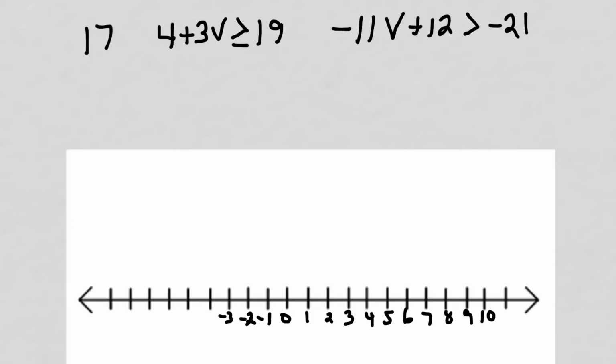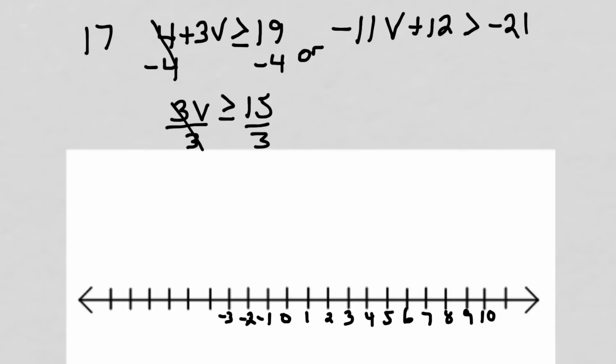Number 17 is another or. What does or mean? Or means it's going to go in opposite directions on the number line. Let's do this. On the left side, I got 4 plus 3v is greater than or equal to 19. First thing I got to do is subtract 4 from both sides. I'm doing that because I can't divide or anything until I get this 3v by itself. I'm left with 3v is greater than or equal to 15. Next I want to get v by itself. 3 times v, so I'm going to divide by 3. I end up with v is greater than or equal to 5.